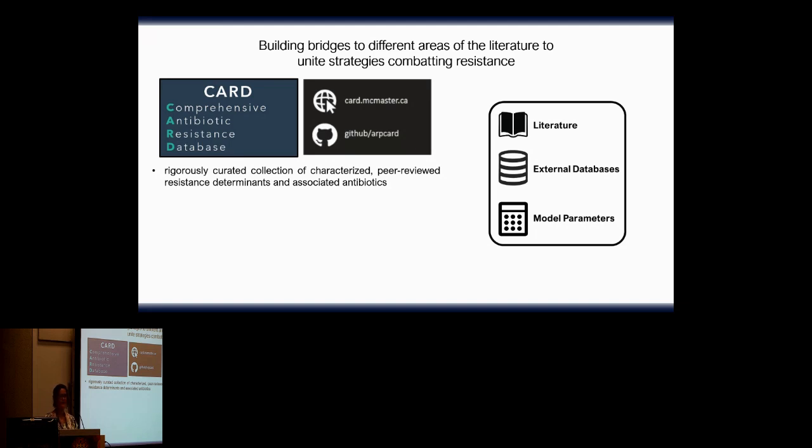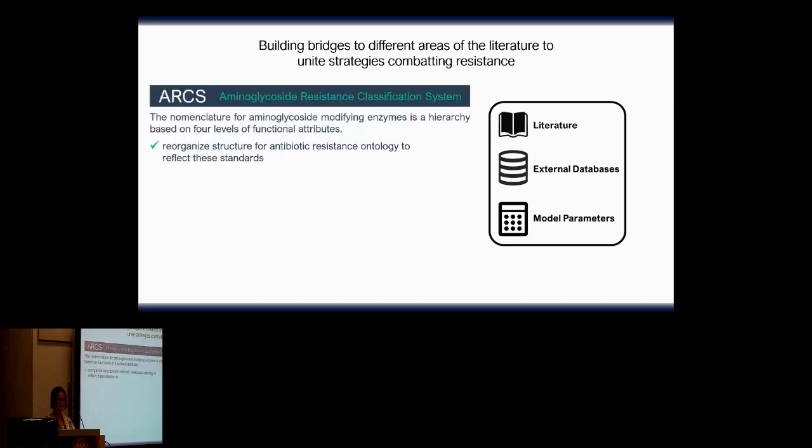And so to do this, I proposed a solution to my colleagues at McMaster University who maintain the CARD. The Comprehensive Antibiotic Resistance Database is a rigorously curated collection of characterized peer-reviewed resistance mechanisms and associated antibiotics and contains tools for sequence analysis. The first step to the solution I had in mind was working with CARD to undertake the management and adoption of a single aminoglycoside modifying enzyme nomenclature.